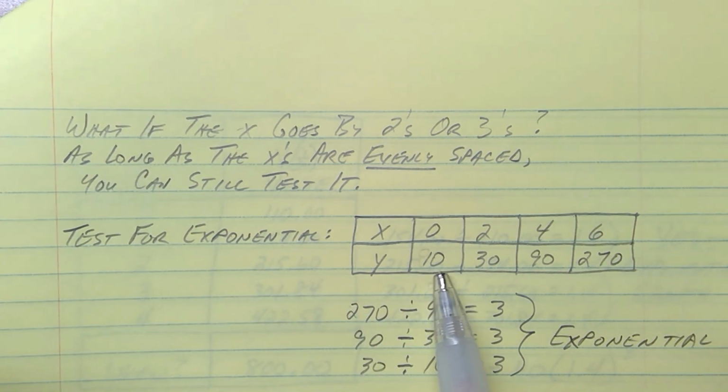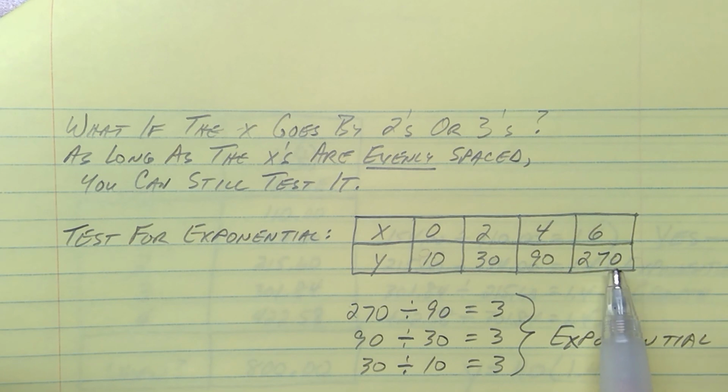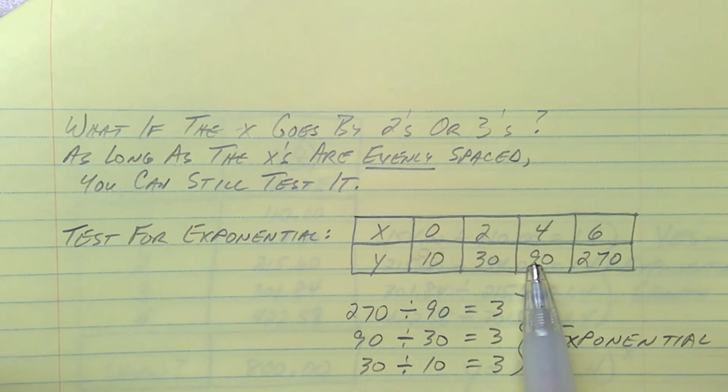All right, let's pretend I can't tell what's going on there. So I start at the back end. I throw it in reverse and I divide. 270 divided by 90 is 3. 90 divided by 30 is 3. 30 divided by 10 is 3. Okay, so they're dividing by 3 going backwards, which means they're multiplying by 3 going forwards. Since they're multiplying by 3 every time, that's great. It's exponential. I look at it and it's growing, growing, growing. This is an exponential growth table.